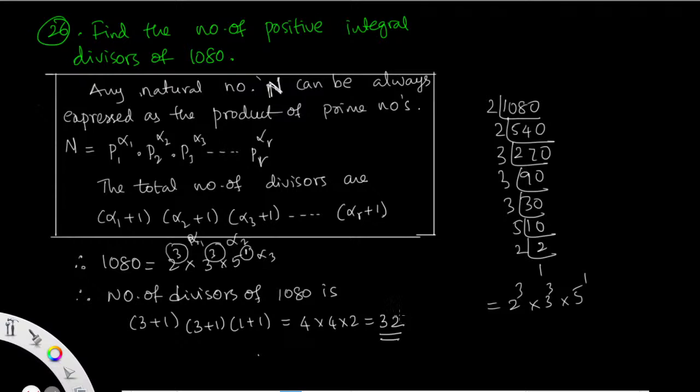This is the number of positive integral divisors of 1080. The formula is alpha 1 plus 1 into alpha 2 plus 1 into alpha 3 plus 1, and so on up to alpha r plus 1. So by doing the prime factorization, you express the number as a product of prime powers, then add 1 to each repeated power and multiply. Alpha 1 plus 1 means 3 plus 1, this is 3 plus 1, and this is 1 plus 1. Then you get 32 ways. This is question number 26.